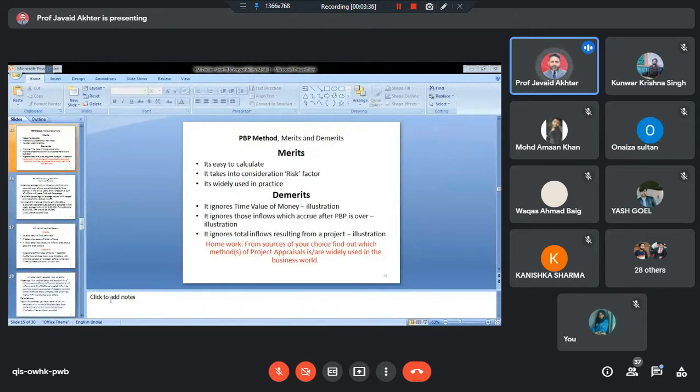These merits and demerits I have already discussed with you. What you are expected to do is, from the sources of your choice, find out which method or methods of project appraisal are widely used in the business world. So what I mentioned here, merits I have already explained, demerits I have already explained.